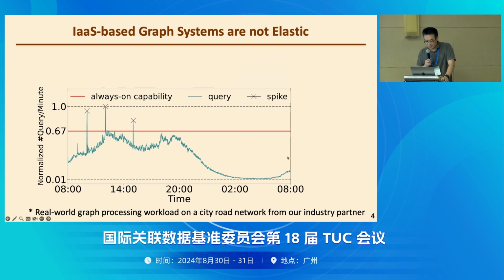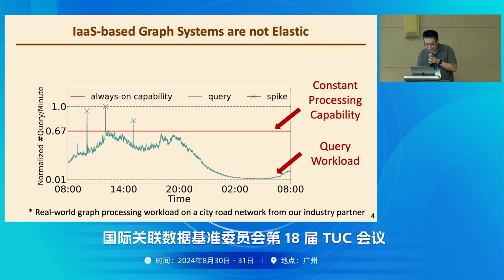However, IaaS-based graph systems often lack the elasticity to manage fluctuating workloads. Here, we present a real-world workload pattern from graph processing on a city road network. First, the blue curve represents the normalized queries per minute over the course of a day. Then, similar to typical IaaS configurations, we establish a fixed VM cluster setting. This is shown by the red line, indicating consistent resource processing capability.